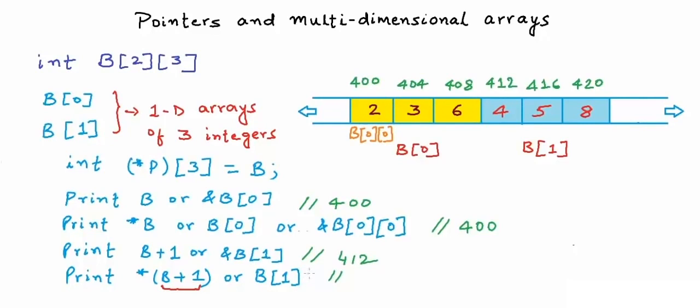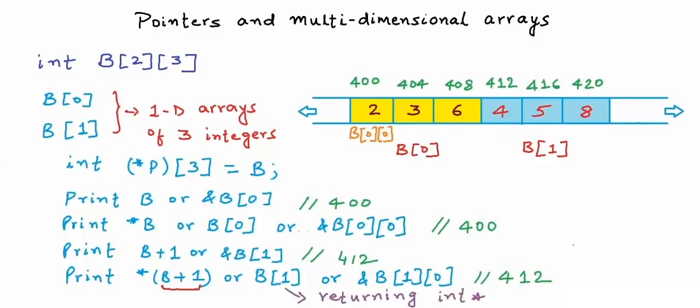Now printing B1 means using the name of this one-dimensional array B1, which should return us the pointer to the first integer in B1. So asterisk (B plus 1) is basically a pointer to this integer at address 412. Once again, this output will be 412. All these expressions, asterisk (B plus 1), or B1, or ampersand B1[0], are returning us a pointer to an integer.